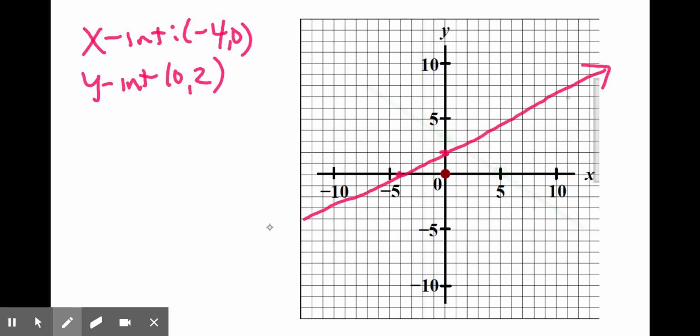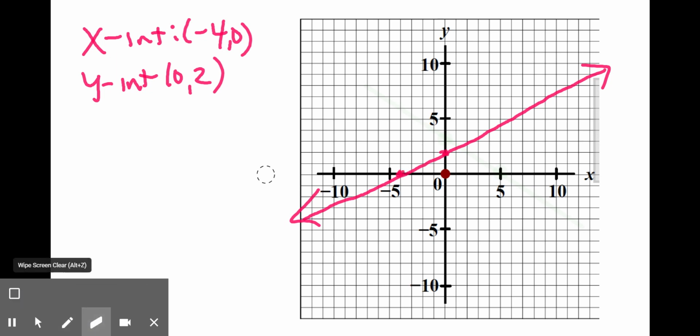And that's it. That's all there is to it, okay? You got to be able to find your x-intercept. You got to be able to find your y-intercept algebraically so that you can make the line with the 2 points that you have. Okay?